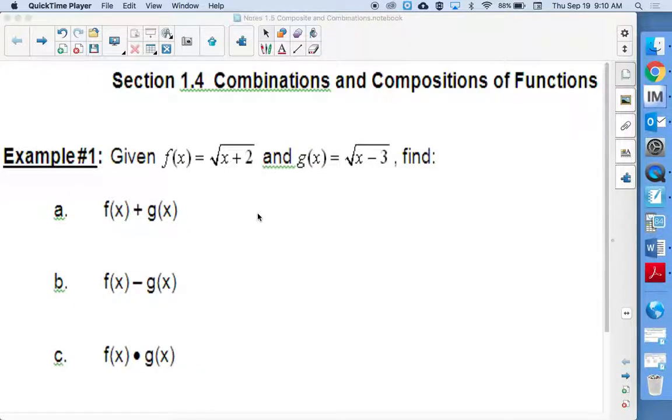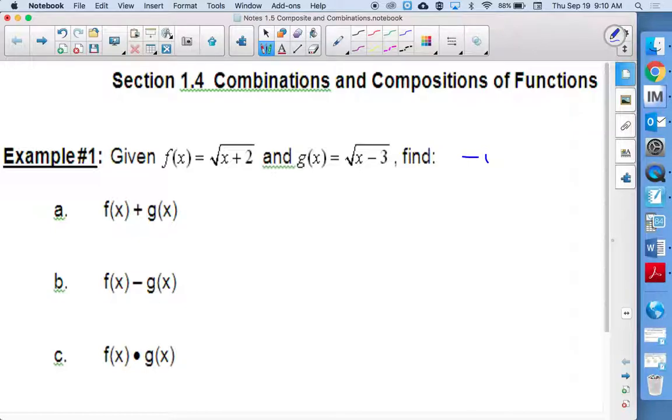Addition, subtraction, multiplication, and division. You can combine numbers using the 4 operations. You can combine functions using those 4 operations as well. The other thing that we're going to also talk about with each one of these is not only finding the function, but also finding the domain.